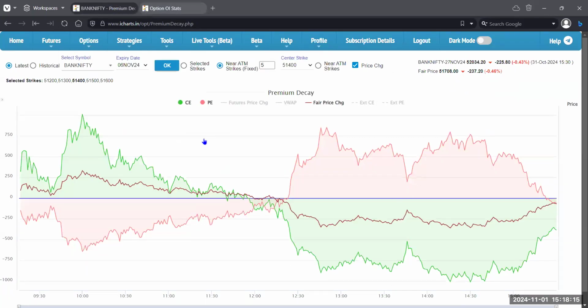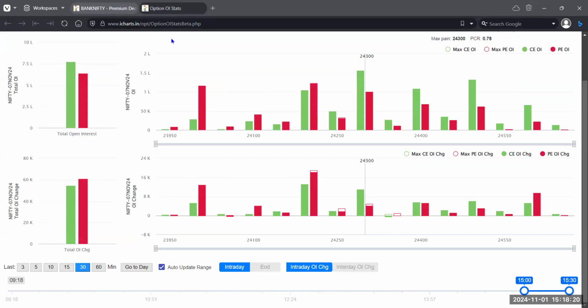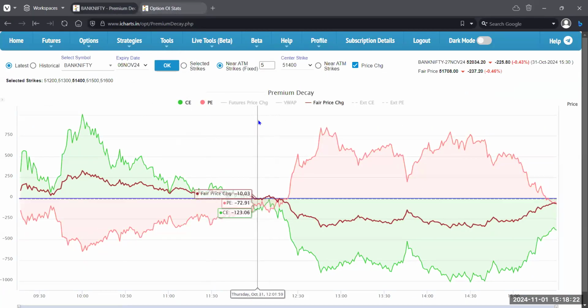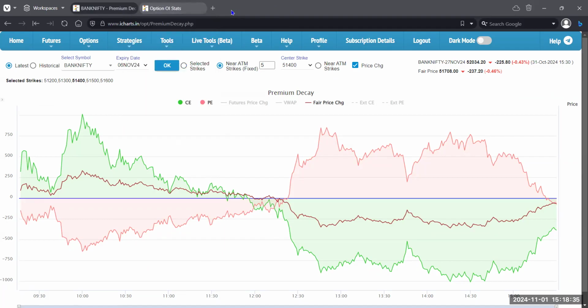So this again, along with this premium decay, this tool is very important. These two together will give you a very good idea of the trend that is going on. Whether you're an option buyer or an option seller, the most important thing is the direction of the market. Because time decay, of course, if you're an option seller, is on your side. But if you also have market direction on your side, then that is a double edge for you. So having both market direction and time decay on your side is important.